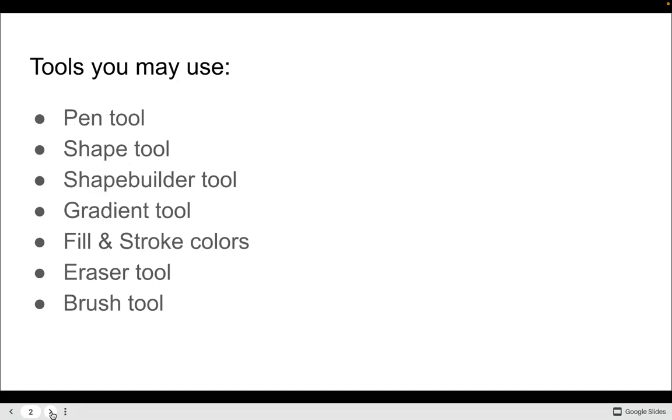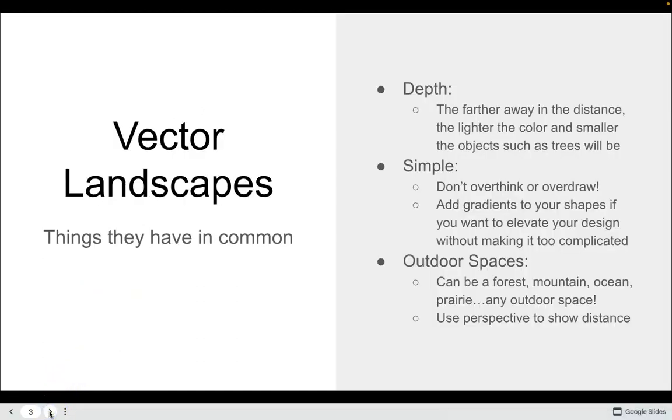As you're building your landscape, probably that pen tool is going to be your best friend, but if you find it intimidating, even though I encourage you to use it, the shape tool could also be used. And if you're creating things like trees or clouds, the shape builder tool is going to be an excellent resource for you. The gradient, fill, and stroke colors are going to help you to colorize your image, and then these are just refining tools. Keeping in mind that the main objective is to create depth.